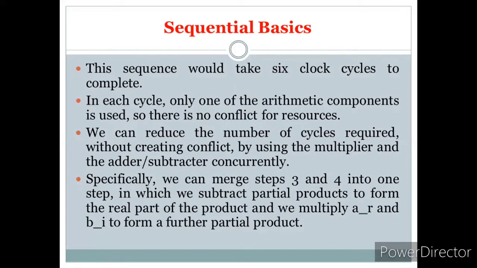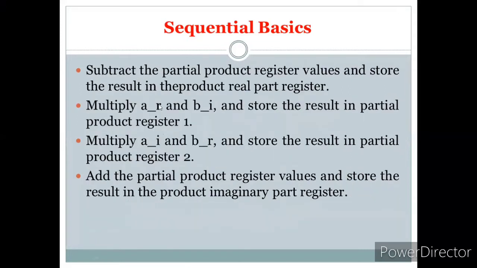But since it is taking 6 clock cycles, is it possible for us to reduce it? So we can reduce the number of clock cycles required without creating a conflict by using the multiplier and the adder subtractor concurrently there. So if you observe, when it is performing the subtraction operation, we can simultaneously carry out the multiplication operation of the expression there. So here we can merge step 3 and 4. If you observe here, 3 and 4 can be merged together.